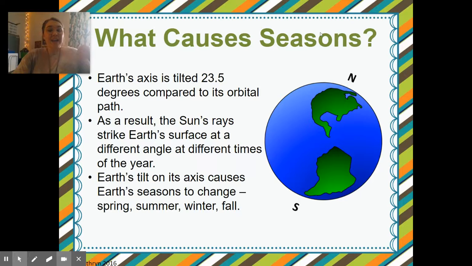So the Earth's axis is tilted 23 and a half degrees compared to its path. So it's tilted a little bit. So because it's tilted, the sun's rays strike the Earth's surface at a different angle at different times of the year. Earth's tilt on the axis actually causes the Earth's seasons to change.